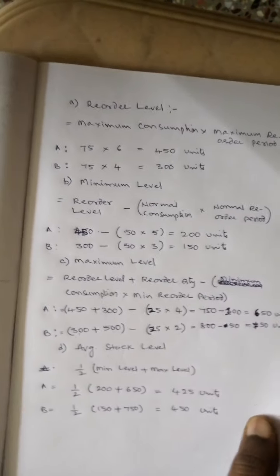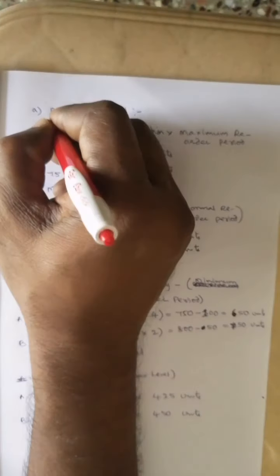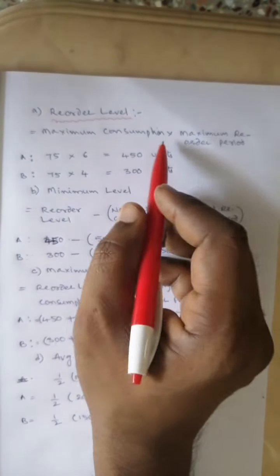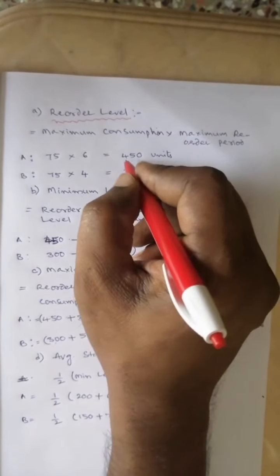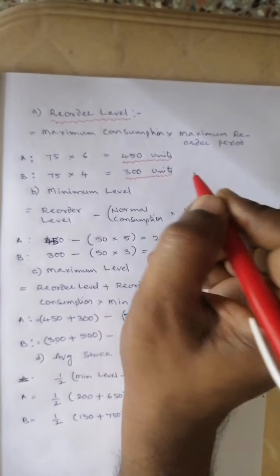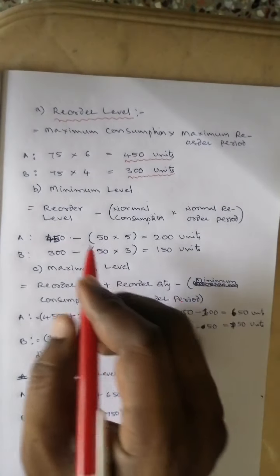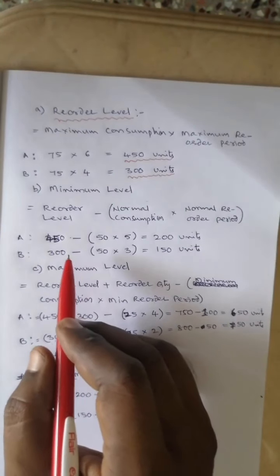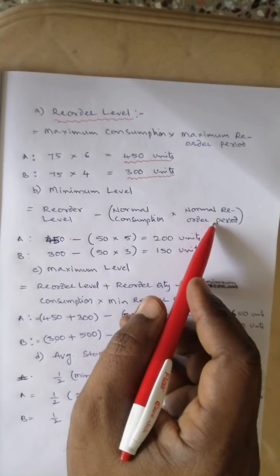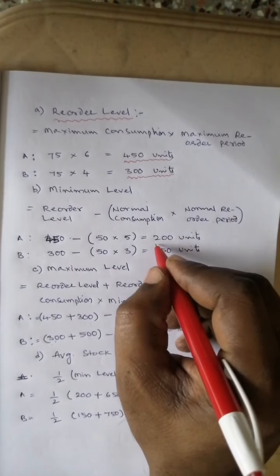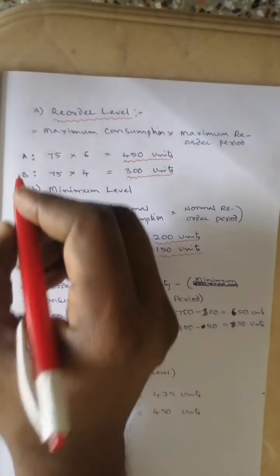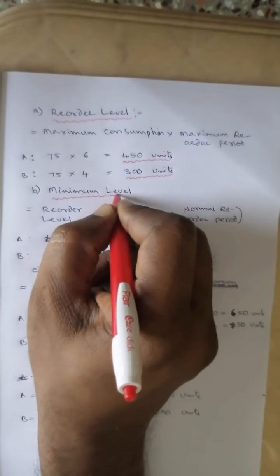Let us go through in detail once again. Reorder level is computed with maximum consumption into minimum reorder period, and for A product or A component it is 450 units, for B it is 300 units. Minimum level is computed with reorder level minus normal consumption into normal reorder period, and after computation it is 200 units, 150 units respectively for A and B products. So this is minimum level.